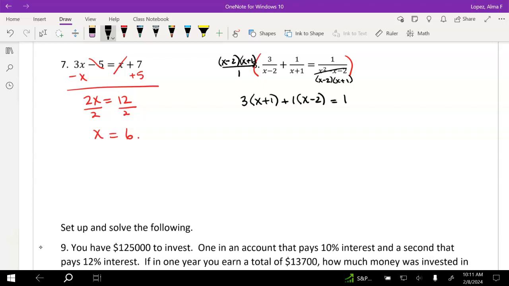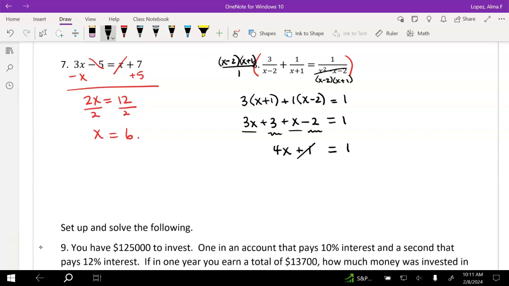Now we can just distribute. 3 times x is 3x. 3 times 1 is 3. 1 times x is x. And 1 times negative 2 is minus 2. I'm going to clean up by combining the like terms on the left-hand side. 3x's and 1x will give me 4x. 3 and a negative 2 will be a plus 1.